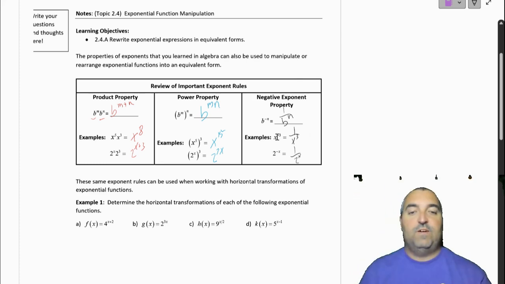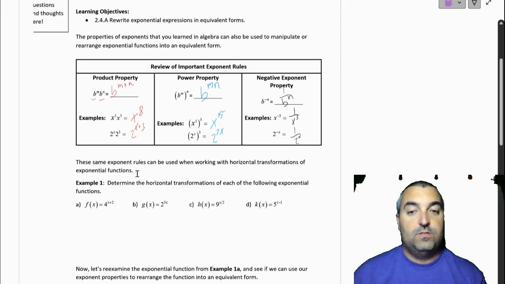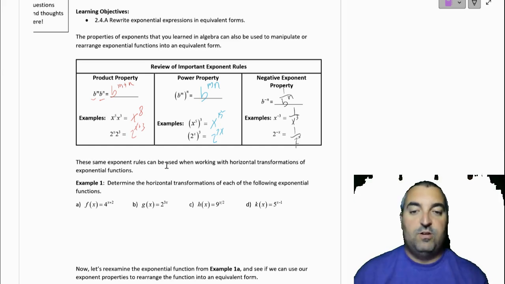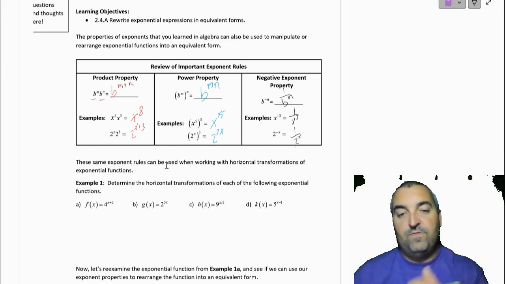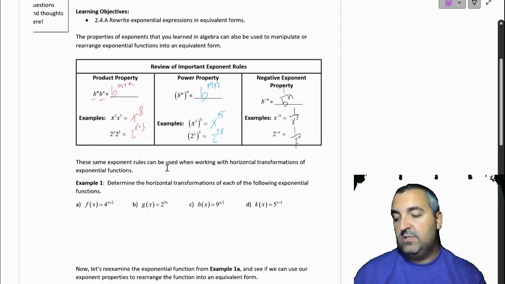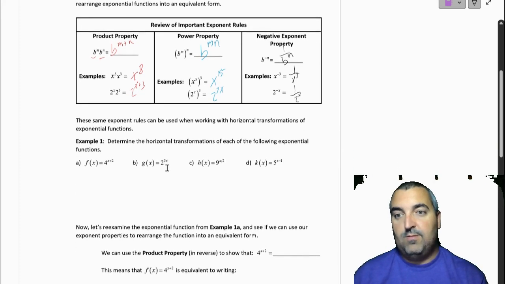So that's how we deal with negative exponents. Okay. So now these will actually help us when working with horizontal translations. It actually allows us to change horizontal transformations into vertical transformations, and usually vertical transformations are a little easier to deal with. But first, let's examine what these are.